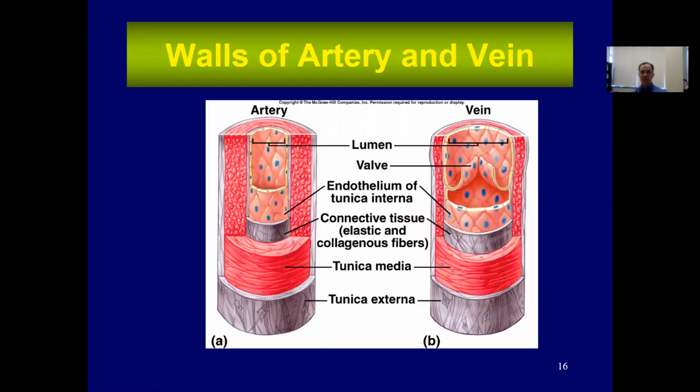Here's the anatomy of the artery and the vein. This is going to be very important as we talk about atherosclerosis, so pay close attention. Here we have the artery, we have the vein. Going from the inside out, we have the lumen of each. The vein has the valve that prevents blood flow going backwards to ensure that blood only goes back towards the heart. Then you have a thin layer of endothelial tissue called the tunica interna.